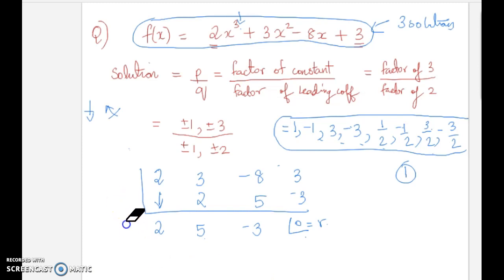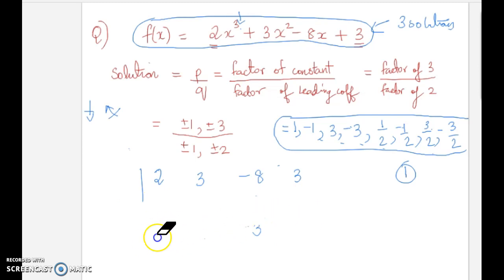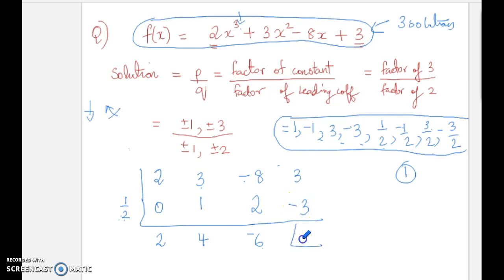I could check for another number if I want to. I don't always have to keep it for 1. We could check a fraction. Let's check one of the fractions. Let's check if half is a solution. Okay, so half, and there's no number here, so either put a 0 or just nothing. So 2 times half is 1, 3 plus 1 is 4, 4 times half is 2, negative 8 and 2 is negative 6, half of negative 6 is negative 3, so we do get a 0. So the remainder is 0, so we can say that 1/2 is also a solution.